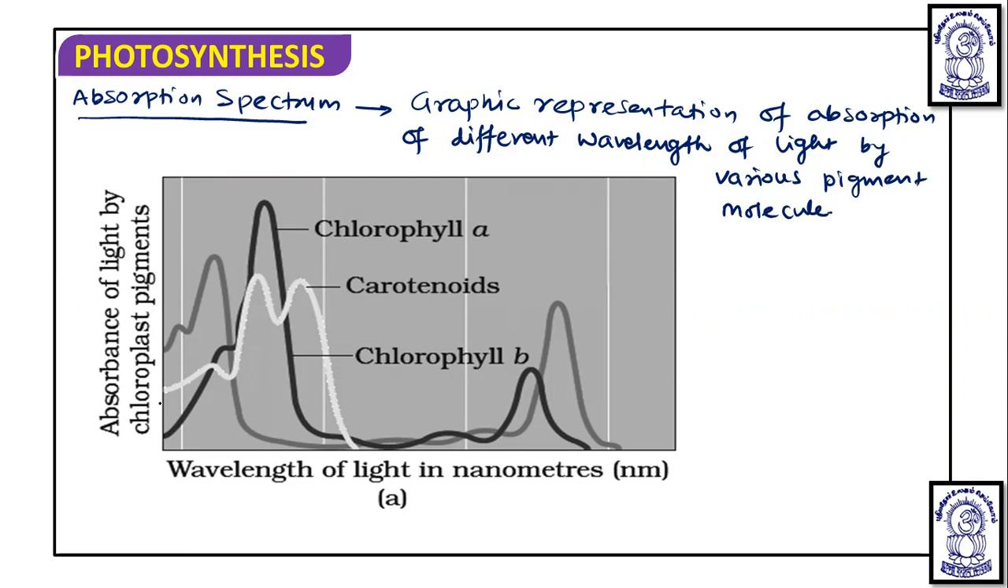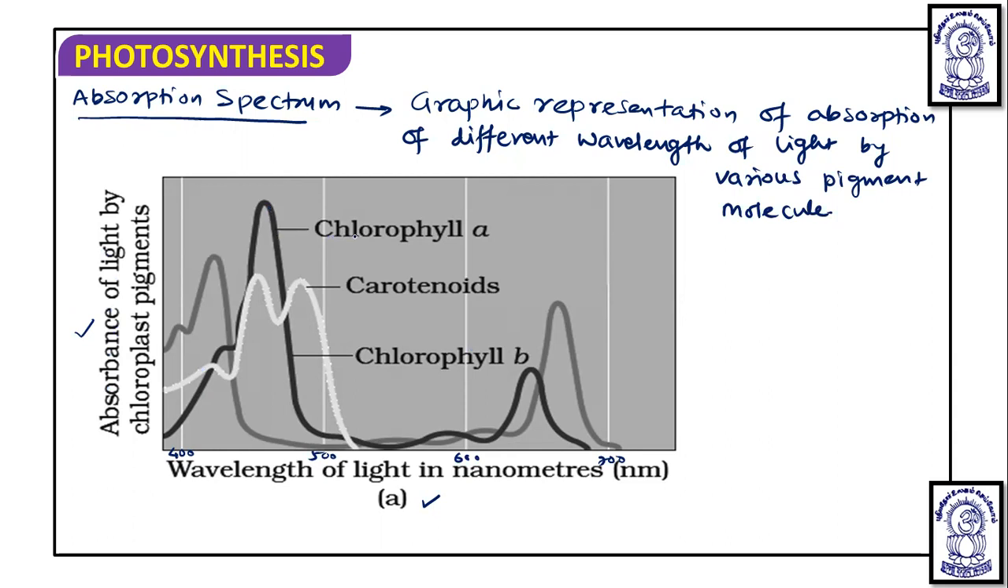So if we draw a curve, that is the absorption spectrum, here we are taking on the x-axis the wavelength of light in nanometers. That is, this is 400, this is 500, this is 600, this is 700 nanometer. And on the y-axis, we are taking the absorption of light by the chloroplast pigment.